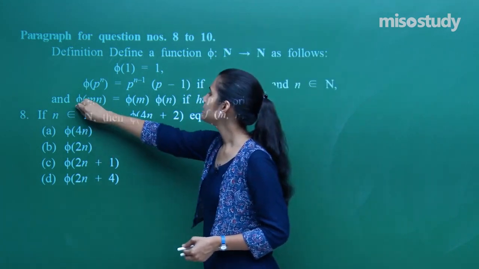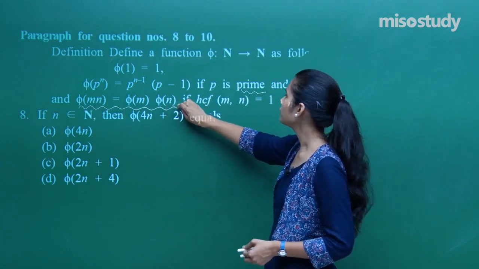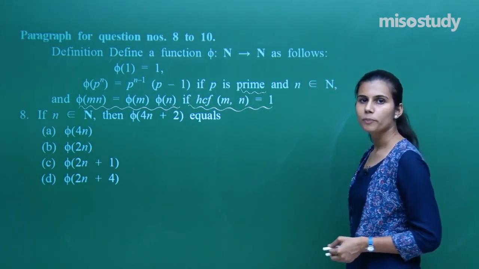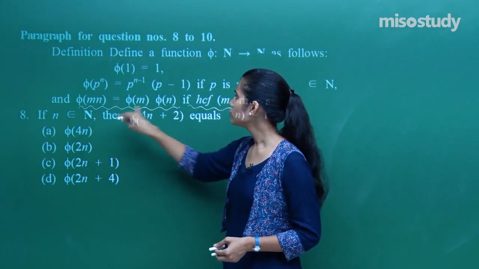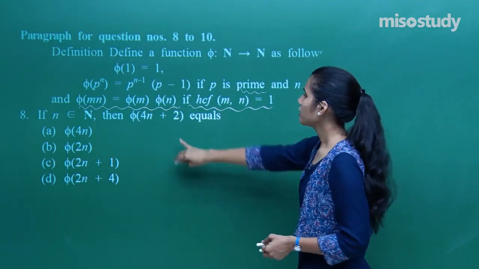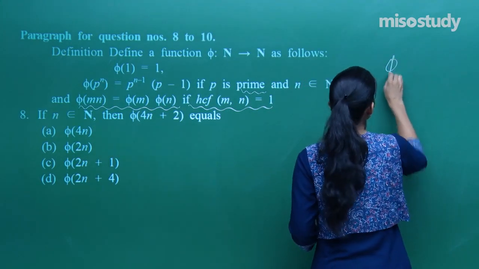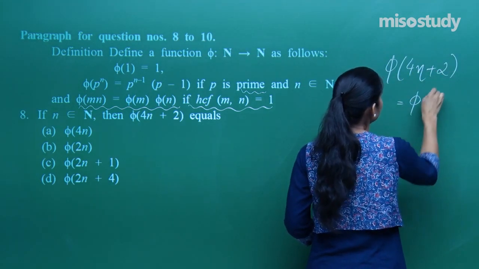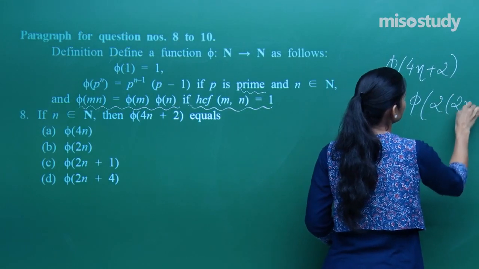Also one more feature is that phi of m into n is phi of m into phi of n provided HCF of m and n is 1. So they have to be co-prime numbers. In that case phi of m into n will be phi of m into phi of n. Question is, what is phi of 4n plus 2? Phi of 4n plus 2. Now I can write this as twice of 2n plus 1.